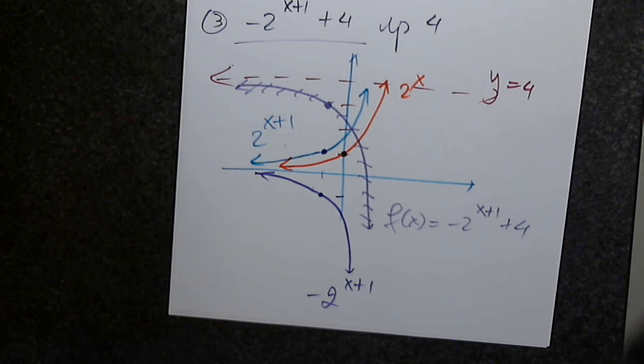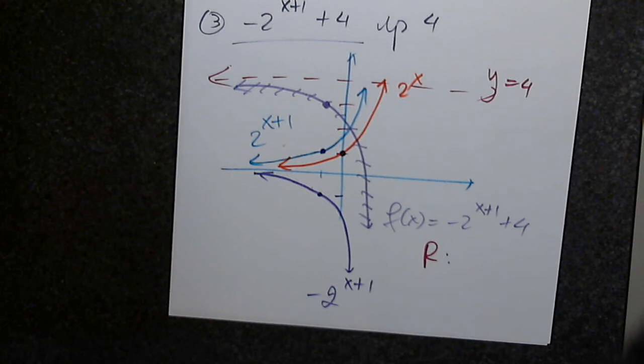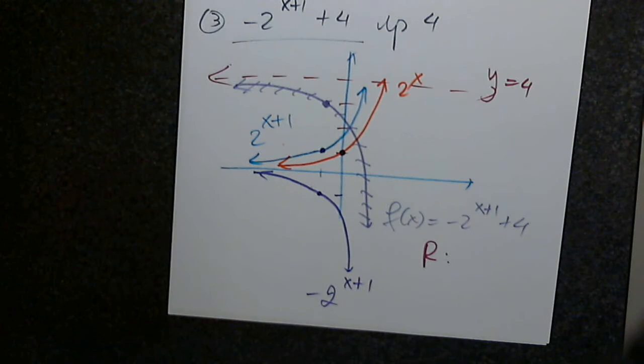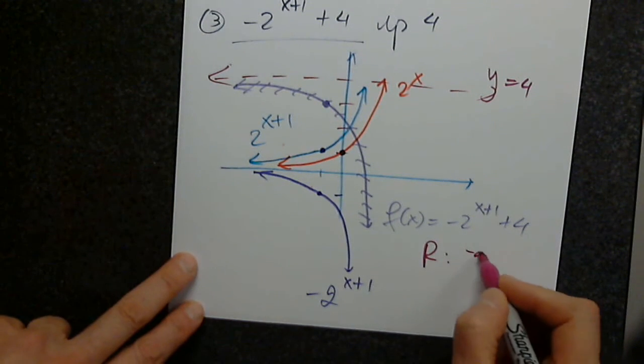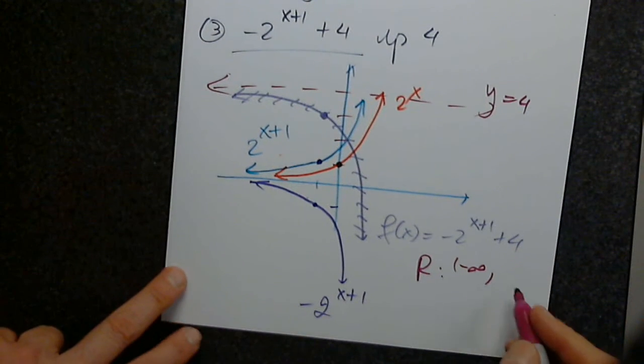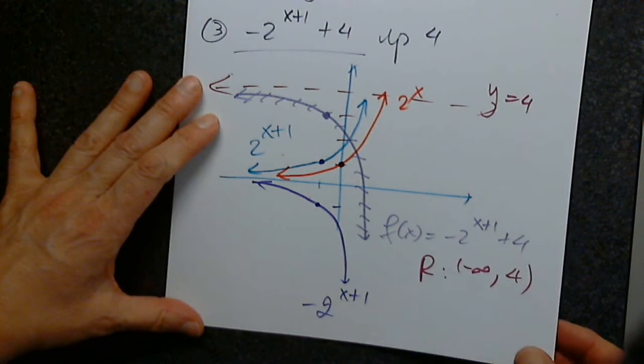Now I'm going to ask you, what is the range of this function? The final one. From the lowest to the highest. It's the same thing. The range is always the same. What is the lowest? Negative infinity. To what? To 4, indeed. The range is negative infinity to 4. Any questions?